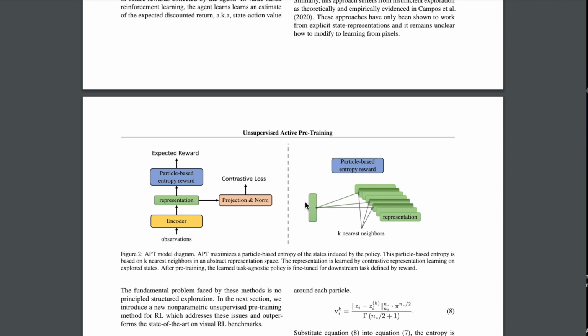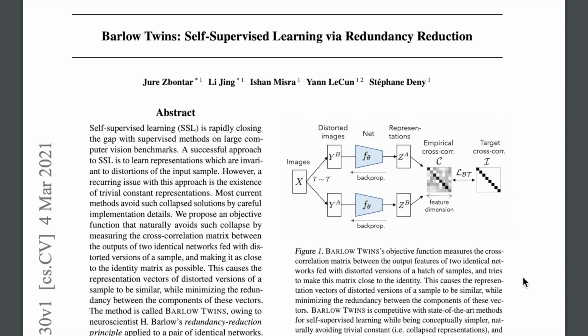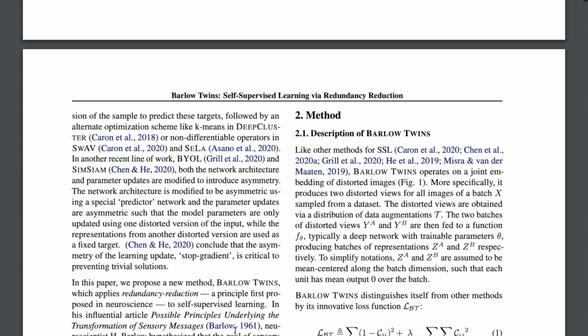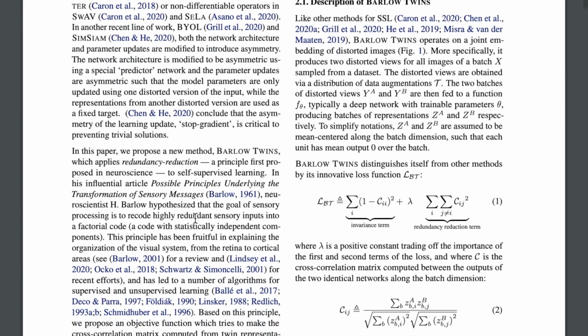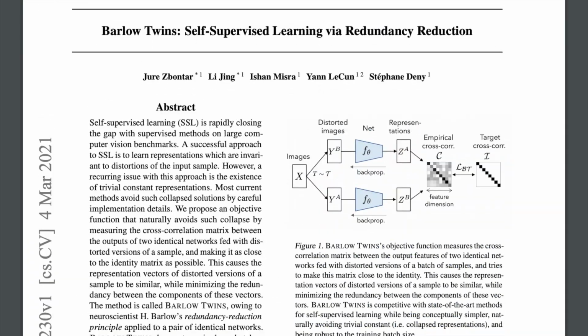New in deep learning this week, we have a new framework for contrastive learning, Barlow Twins, self-supervised learning via redundancy reduction. So the name comes from H. Barlow's redundancy reduction principle, as stated later in the paper, this idea that the goal of sensory processing is to recode highly redundant sensory inputs into a factorial code, a code with statistically independent components. And this is similar to the idea of the information bottleneck.